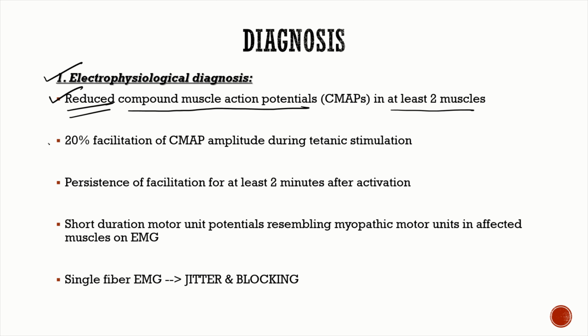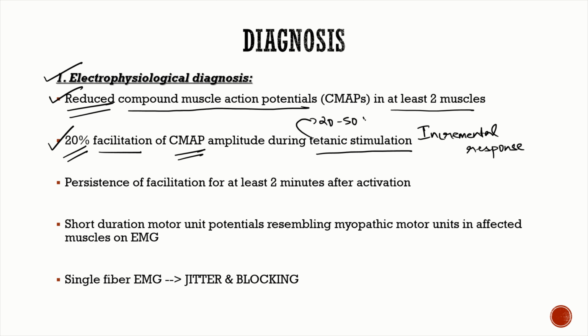And in contrast to myasthenia gravis, you're going to get an incremental response. Okay, at least 20% facilitation or incremental response of the amplitude of your CMAPs during tetanic stimulation. So tetanic stimulation is nothing but high frequency repetitive nerve stimulation, usually at a frequency of 20 to 50 Hertz.